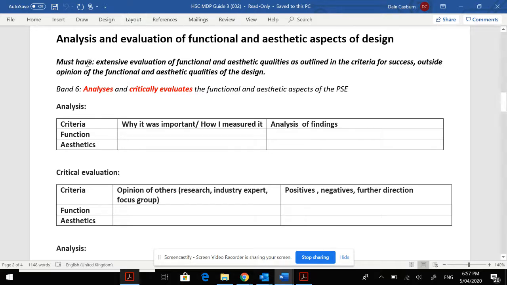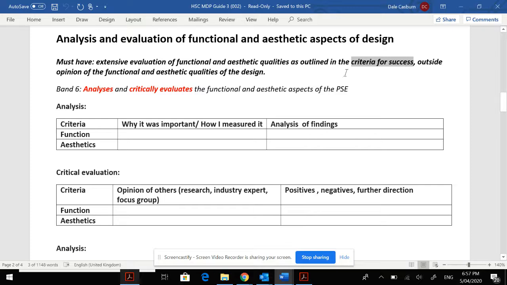So, as usual, the must-haves and the top mark range. So let's have a little bit of a look at that. Extensive evaluation of the functional and aesthetic qualities as outlined in the criteria of success. So that's really important. You're going back to your criteria of success. You're looking at what you said functionally and aesthetically would need to happen for it to be a successful project, and you're evaluating against that.